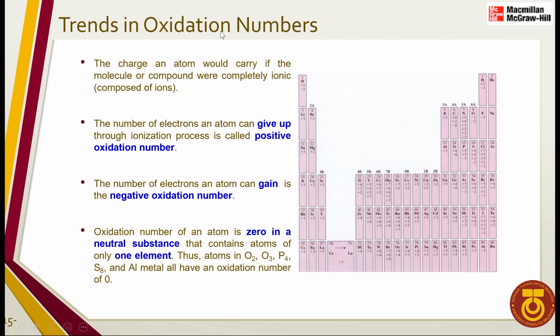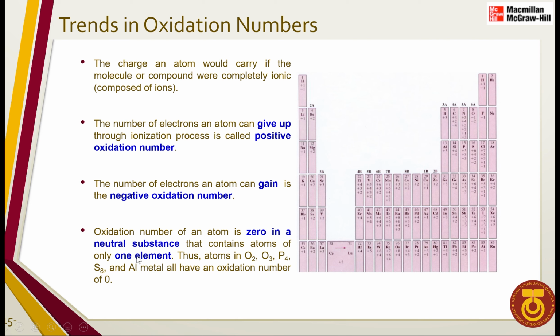Next is oxidation numbers. Oxidation numbers can be positive or negative. If the number of electrons an atom can gain, that is a negative oxidation number. If the atom gives up electrons, that is called a positive oxidation number. If it equals 0, that means it is a neutral substance.